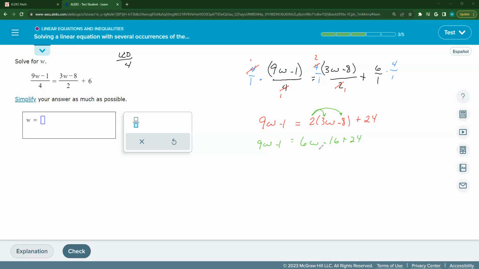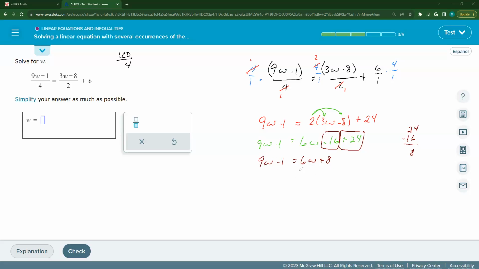Simplifying more of what I have, combining like terms. So negative 16 plus 24. They're opposite signs, so I subtract them and I get 8. So 9w minus 1 equals 6w plus 8. Get the letters on one side, numbers on the other. I always move the letters first, just because I'm less likely to have to deal with negatives.